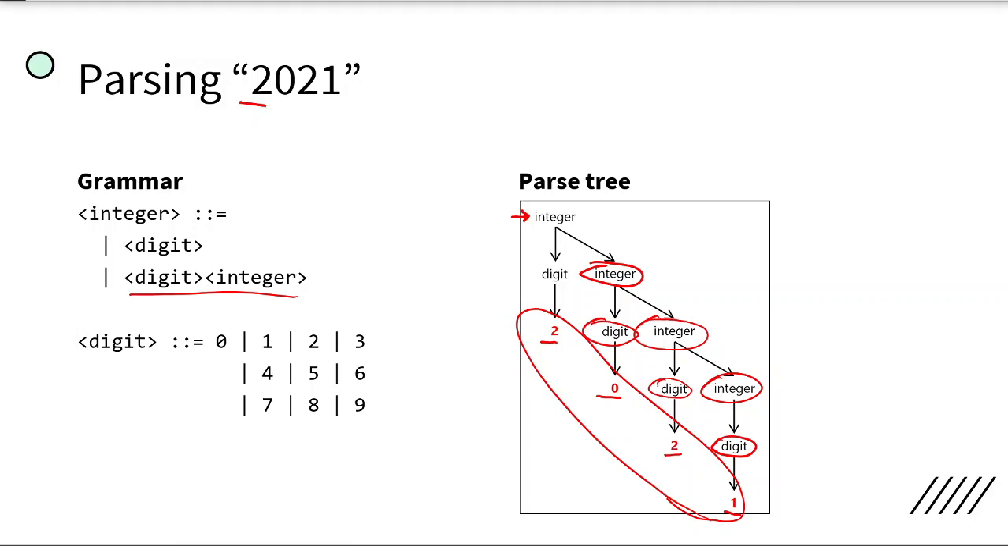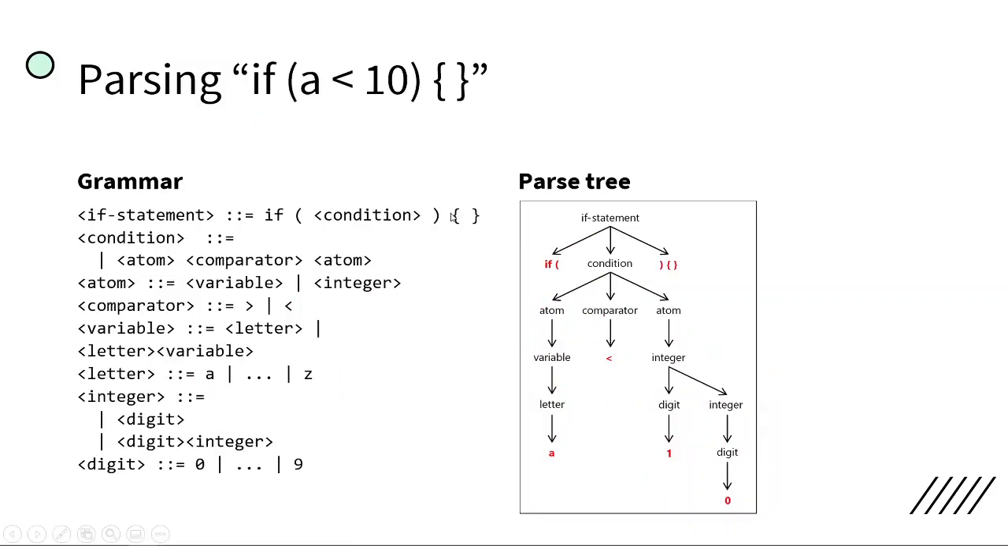Okay. Let's proceed. So let's try again parsing the string if a is lesser than 10. Let's assume that our starting symbol or non-terminal is this if statement. So we break down the if statement. You can see if, then the condition, then closing parenthesis, and brackets, curly braces. So that's basically it.